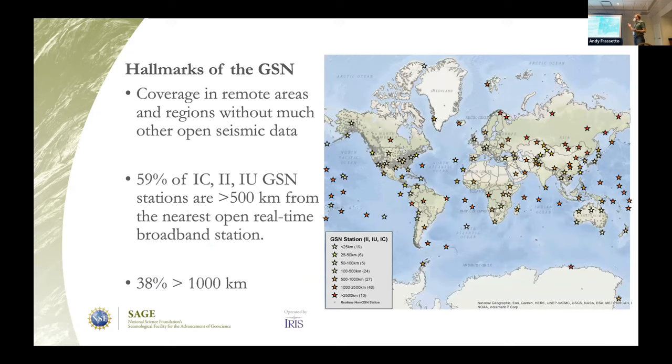In fact, almost 60% of the IC network, those are GSN stations in China, II, which are the UCSD operated ones with IRIS, and IU, which is USGS ASL, almost 60% of those are more than 500 kilometers away from the nearest other stations, and over a third are more than 1,000 kilometers.